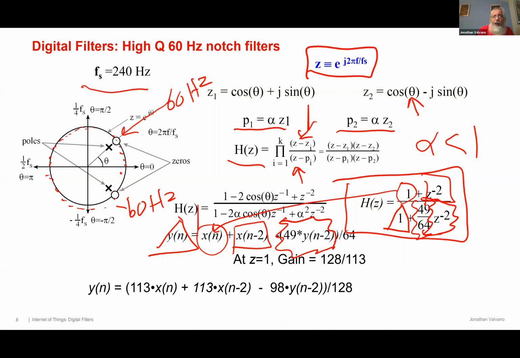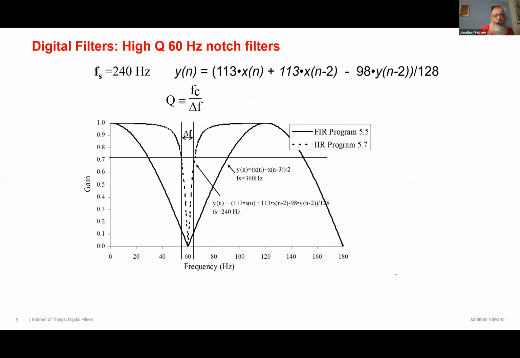It doesn't have a gain at DC, right? At Z equals one, it has a gain of that. And so what I did is I just multiplied the two inputs by one over that. And I got my gain equals one, high Q, notch filter. And now I have one, two, three multiplies, two adds, and a shift. But I got something wonderful.